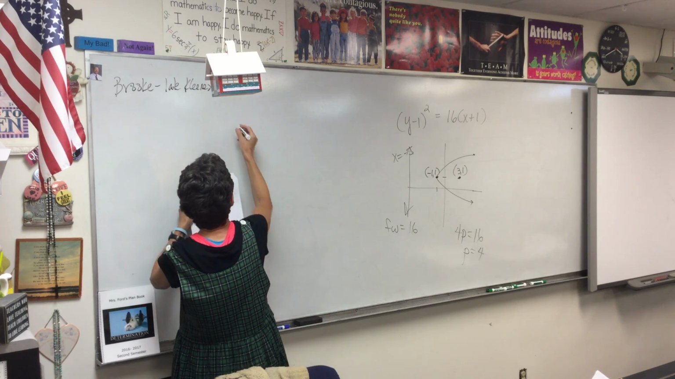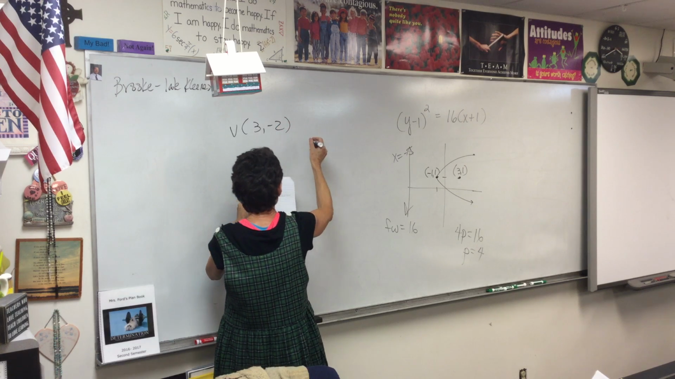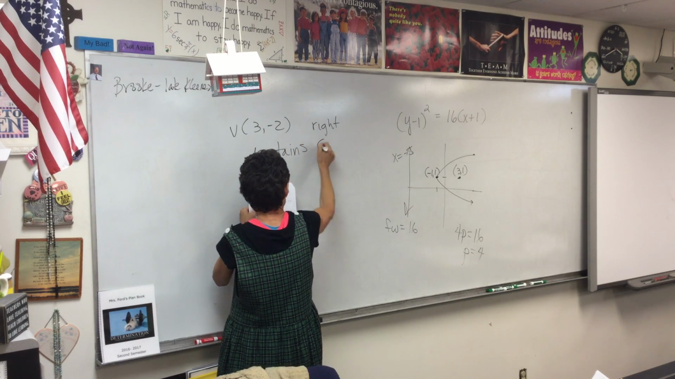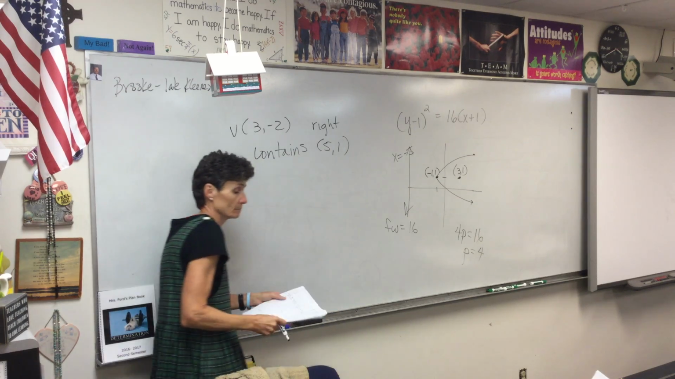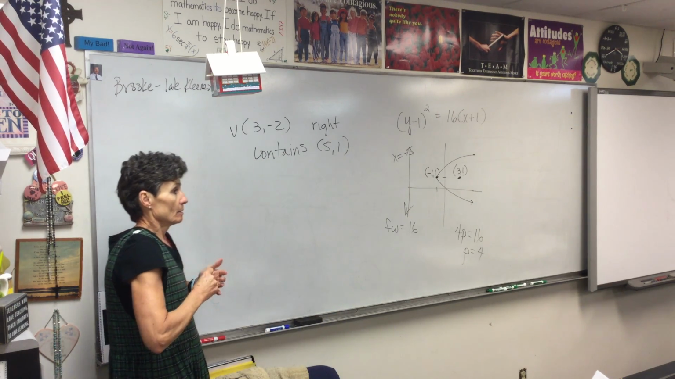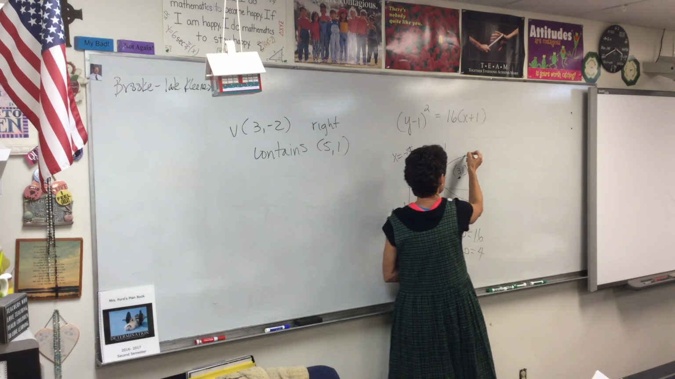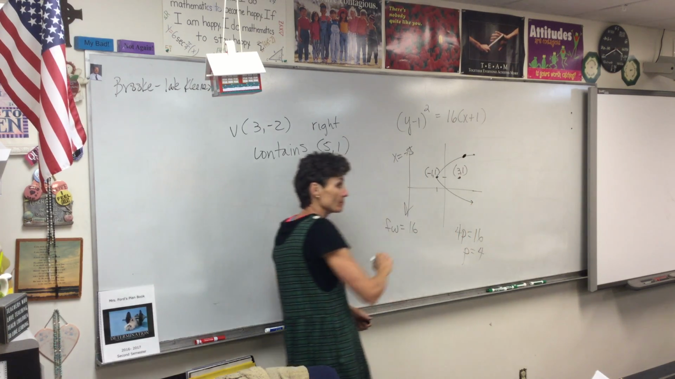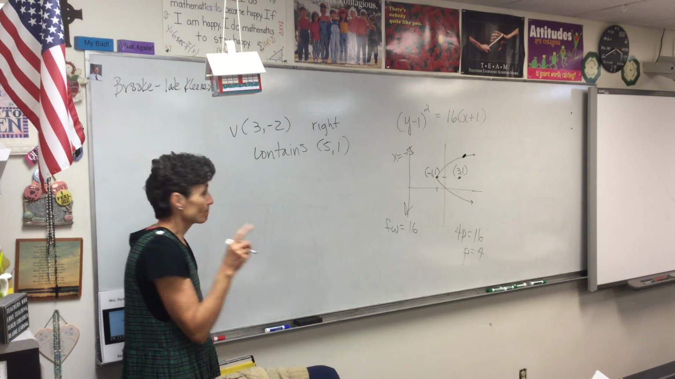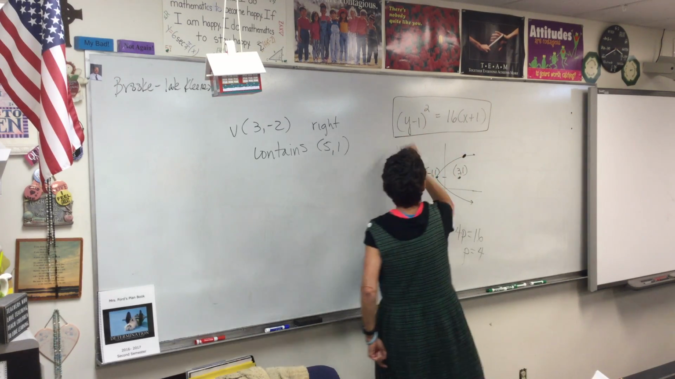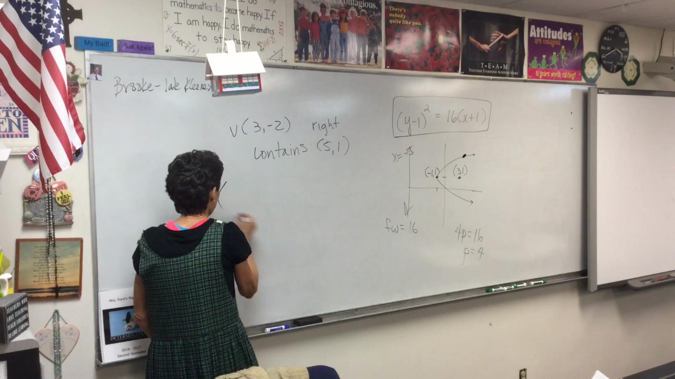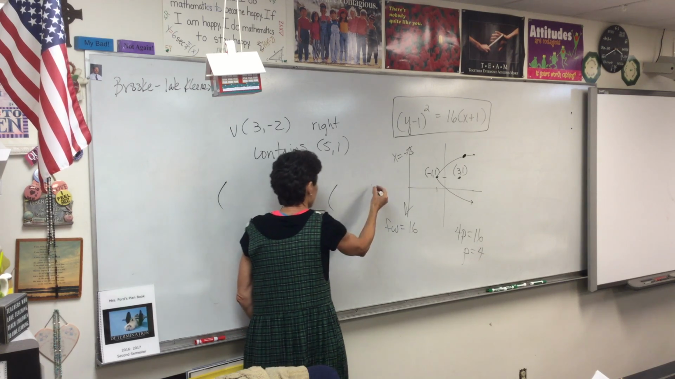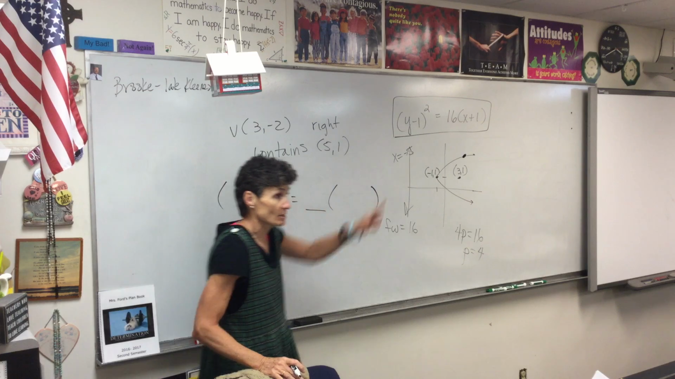So we have a vertex of 3, -2. It opens right, and it contains the point 5, 1. Now, when we say it contains the point, kids, what we mean is that's a point on the parabola somewhere. Your job is to write an equation that looks like this. So you're going to have something squared. You're going to have a number here, and then you're going to have something not squared. That's what parabolas look like.